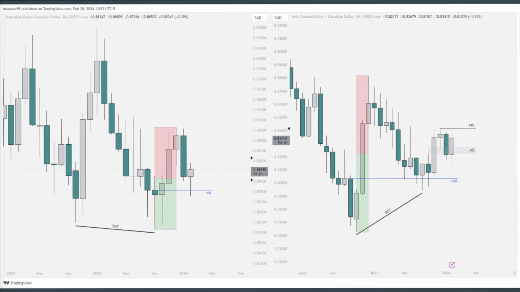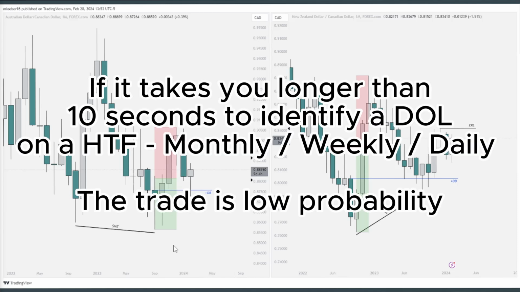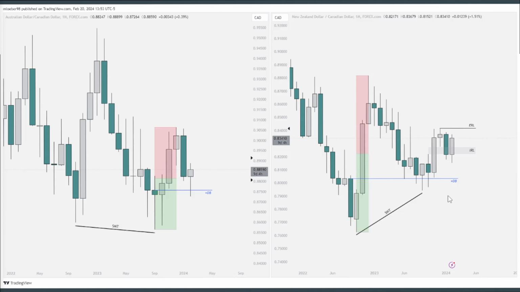And a rule of thumb here is that within the first 10 seconds of looking at a chart, I should be able to label and identify a clear draw on liquidity. And the clear draw on liquidity that I was able to identify was on NZD-CAD, because you could see that the reaction off of that monthly bullish order block, we created an imbalance with a failure swing as well here at these highs.